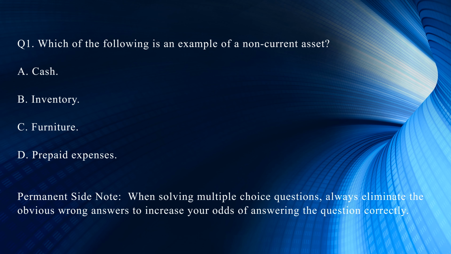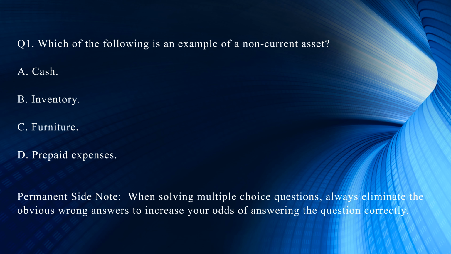So let's start with cash, A. Which of the following is an example of a non-current asset? We know that cash is not a non-current asset because it's a current asset. So let's move to B, inventory. Inventory is an asset that's readily converted into cash within a 12-month period. So therefore, inventory is typically classified as a current asset.